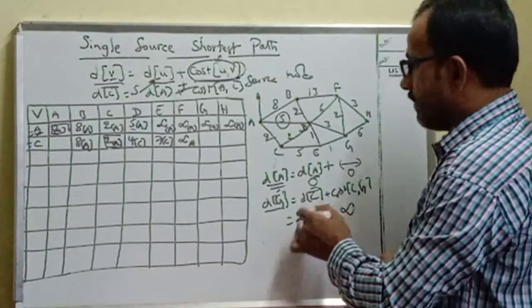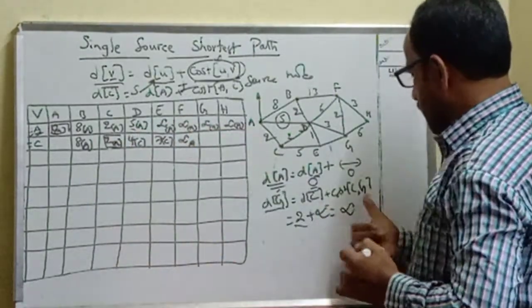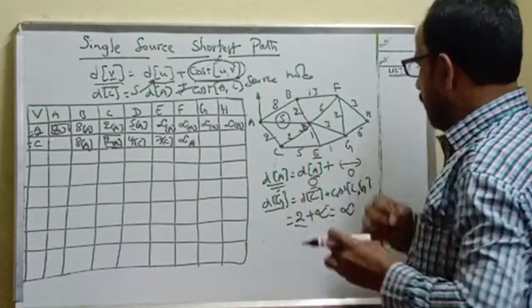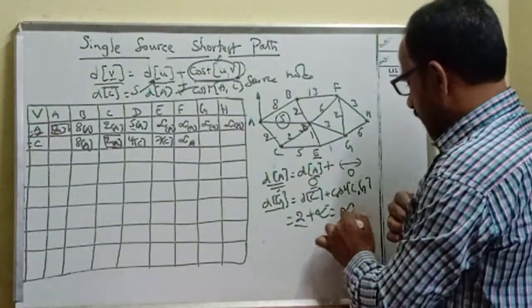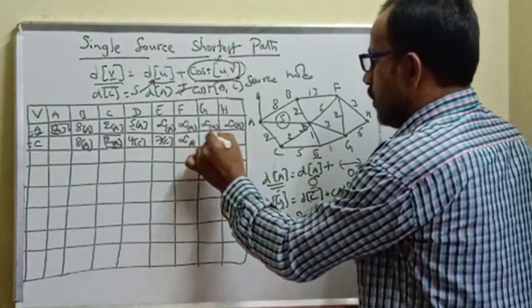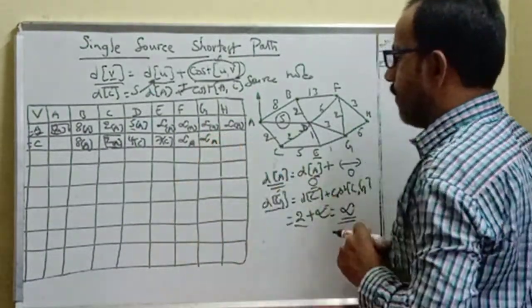Okay. So distance of C is 2 units anyway. But what is cost of C comma G? Is there any direct edge between C and G? No. Via E only we can reach. Okay. So that's why we are replacing that particular number with infinite. Then there is no change. Earlier value is also infinite. Then there is no change happened.